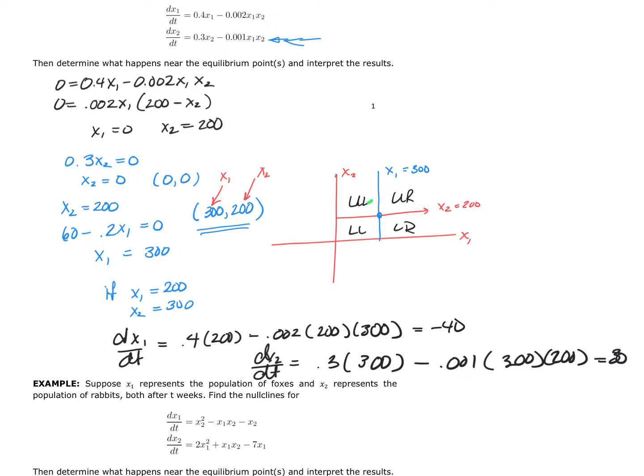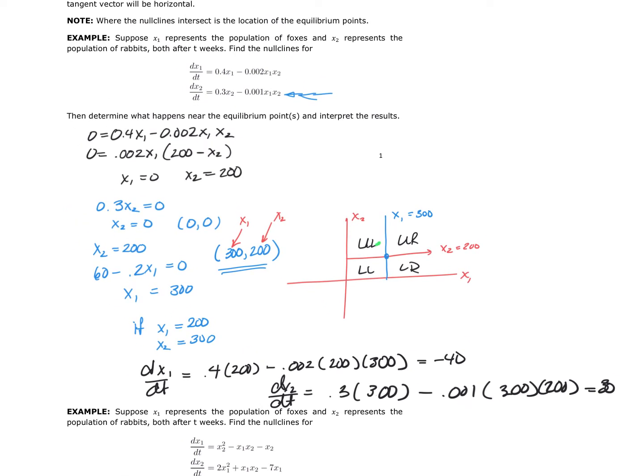Now, remember, the way that we set this up is that x sub 1 represents the population of foxes. So up in this quadrant, my population of foxes is decreasing. And since x sub 2 represents the population of rabbits, if I choose some ordered pair point up here, the population of my foxes, which is my x sub 1, is decreasing over time. And the population of my rabbits, because this is positive, is increasing over time. Well, then we repeat this for all of the other quadrants, and then this is what the end result is.